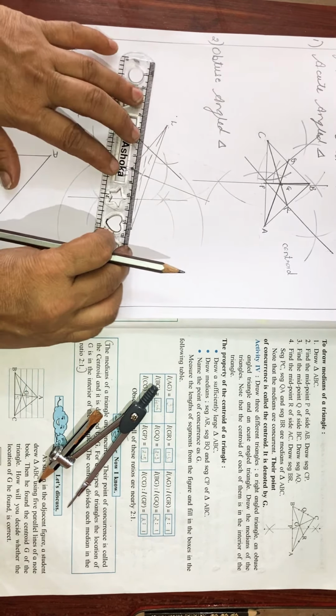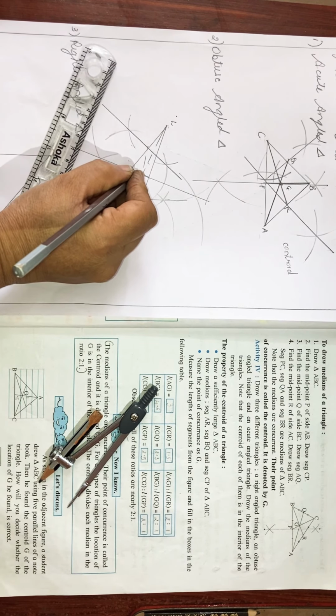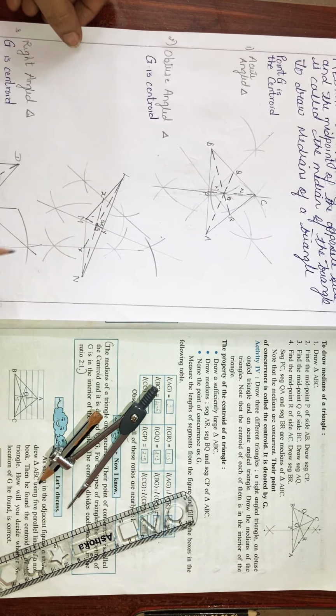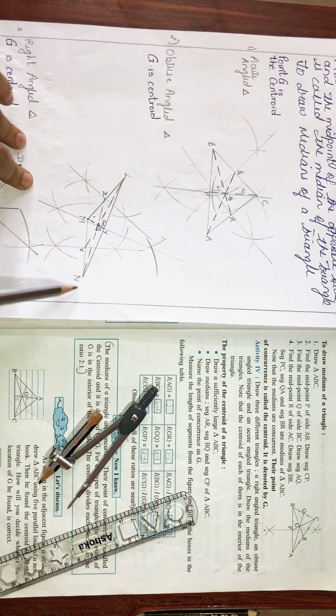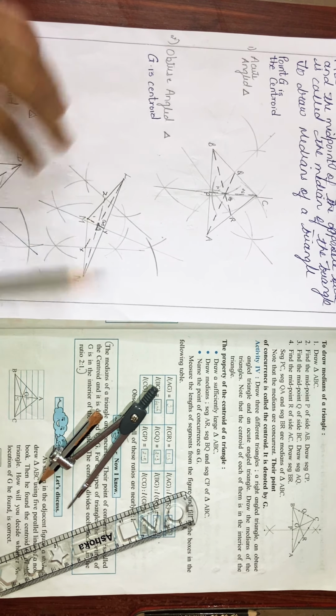So here we can see that they meet at a point here, which is called G, that is the centroid. I will show you one more. I have already drawn it here. See this one, you can see. This is the median. Again, the same thing I have drawn here. G is the centroid which is lying here.